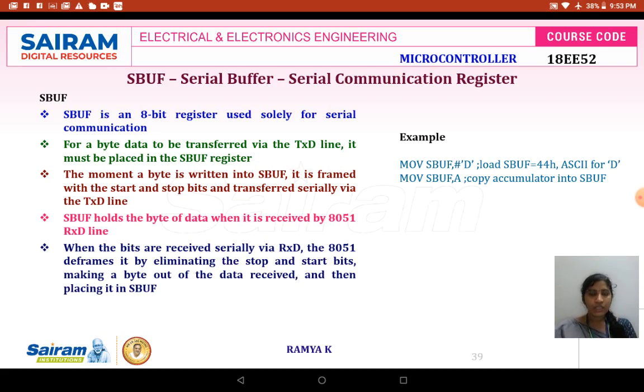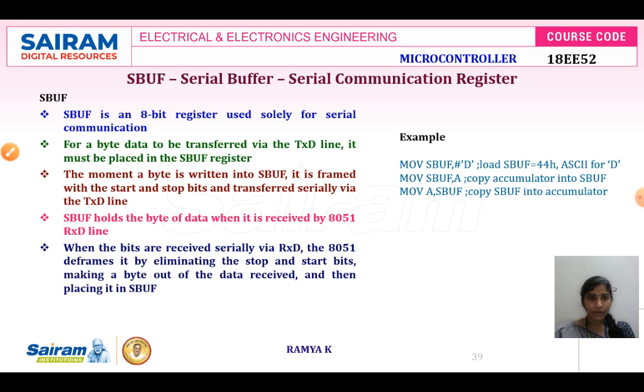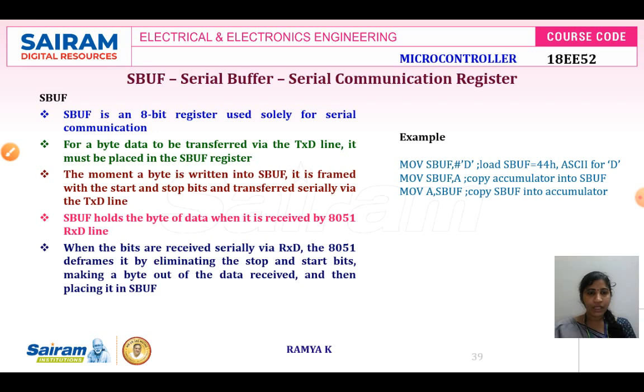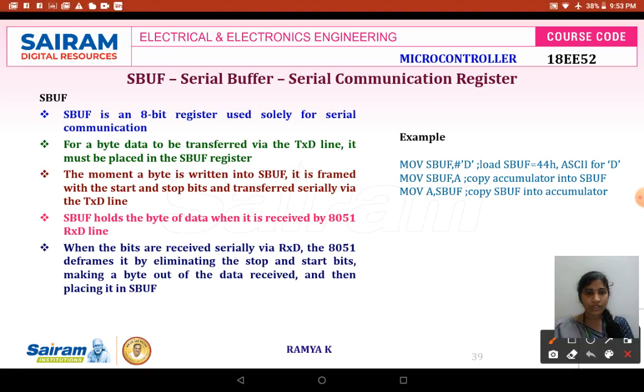It copies the content of your accumulator onto your SBUF register. Next one, MOV A, SBUF. This instruction is used when you want to transmit the data from the transmitting end to your receiving end. Once the data is transmitted, again from the receiving end, I need to make the data usable by the people. So for that, the received data will be available in the SBUF register and it will be moved on to your accumulator register.